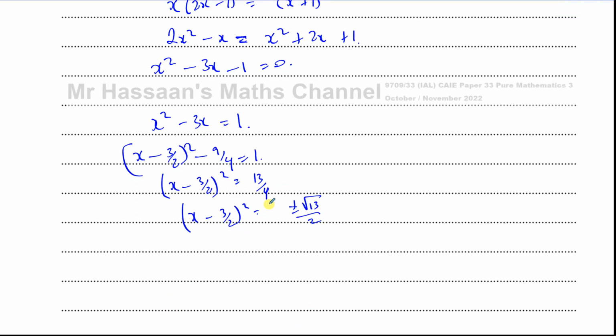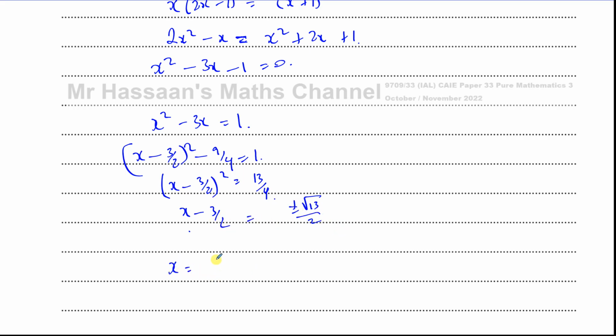Because you're going to take the square root of 13 over 4, you got plus or minus. Don't forget plus or minus. Both answers should be at this stage there. After we've taken the square root, we don't have the square sign on this side, of course. So you have x minus 3 over 2 is equal to plus or minus root 13 over 2.